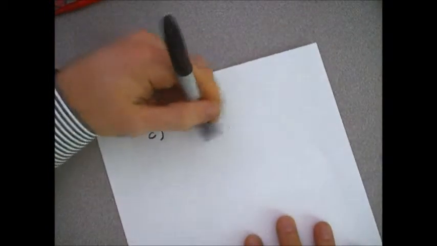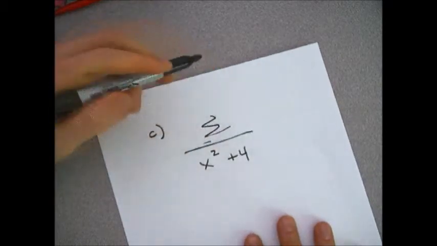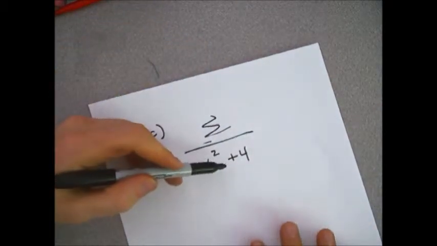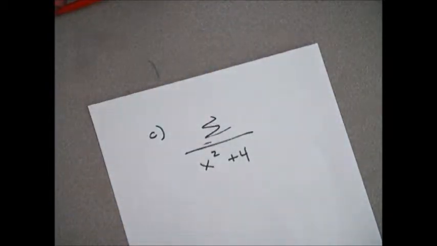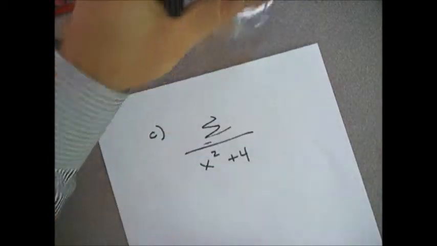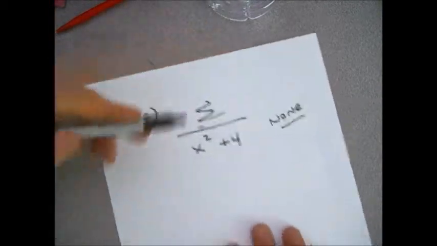For part C, can I factor that? For part C, let's write it out. Because it's plus, part C, I have whatever, stuff over x squared plus 4. Can't factor that, right? So if you can't factor that, none, right? You can't do anything. There is no number that you could plug in to make that 0. So this one would be there are no points of discontinuity.